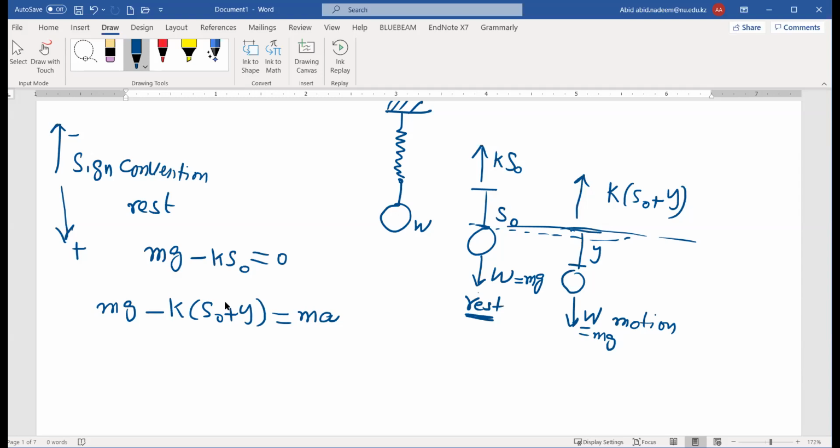Newton's second law, mass times the acceleration. So in this case, we can now simplify this equation. So mg minus ks naught minus ky is equal to ma, where a is the acceleration, and acceleration is actually the second derivative of the displacement.